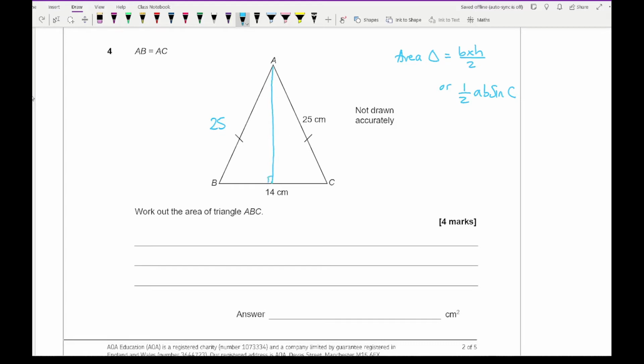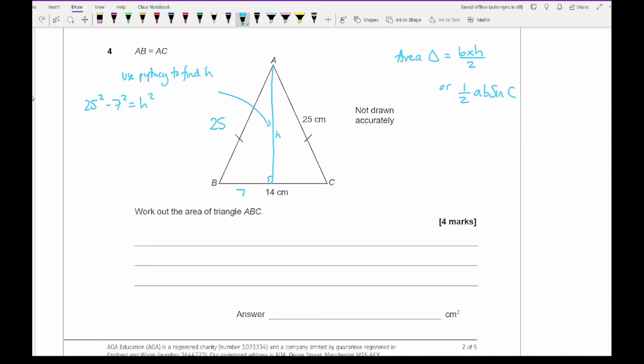So if I take this triangle out, this is going to be 7 and that's 25. So I need to work out what this h is. So what I'm going to do is use Pythagoras to do just that. So to find h, what we've got is 25 squared minus 7 squared equals h squared.